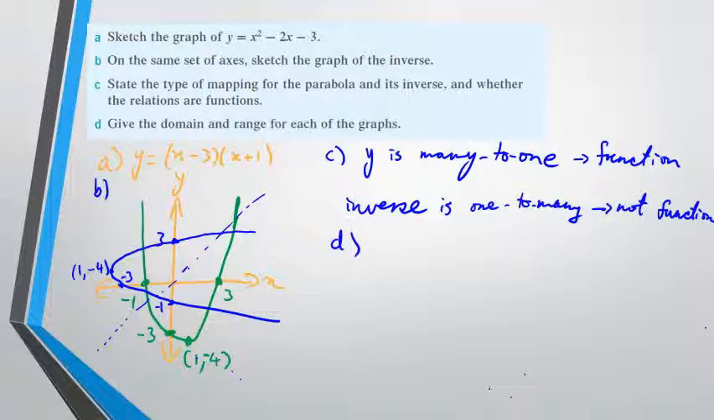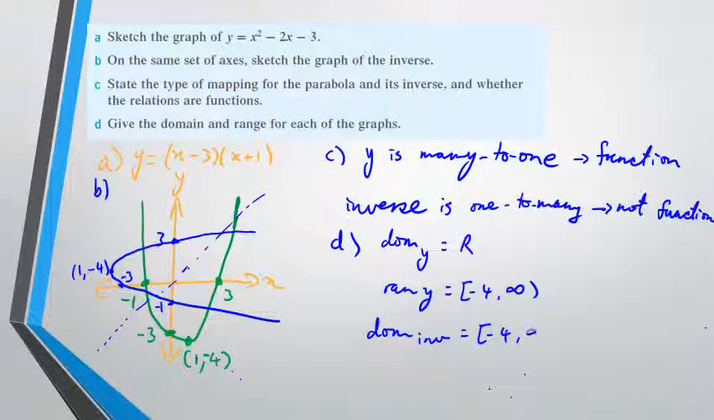So D, give a domain and range for each. So the domain of y is all real. The range of y goes from -4 to infinity. The domain of the inverse is -4 to infinity, because they should swap around, and the range of the inverse is then all real.